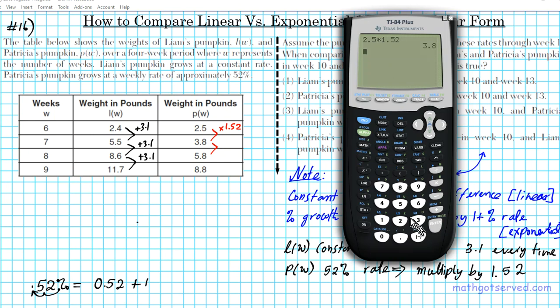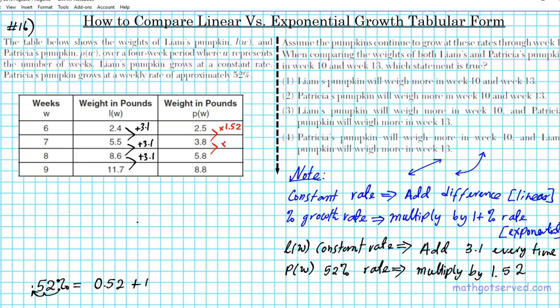is 3.8. Bam. And then the next one, 3.8 times 1.52 is 5.776. So you see how they rounded it up to the 10th place, which is 5.8. So we go 5.8 times 1.52, and we get 8.81, rounded again. So we can see that what's happening here is we're multiplying by 1.52 repeatedly, and that's what an exponential function is all about. You constantly multiply by that growth rate.